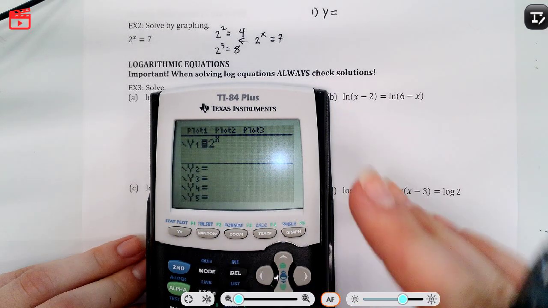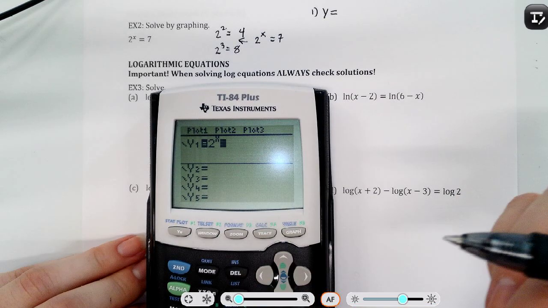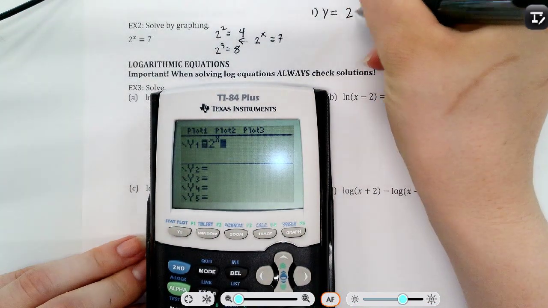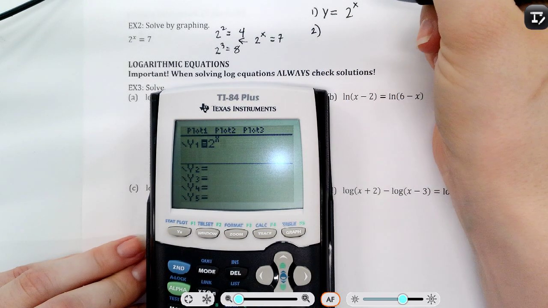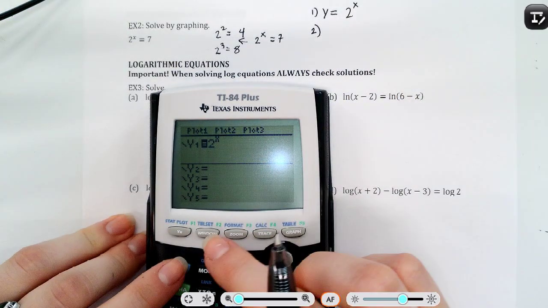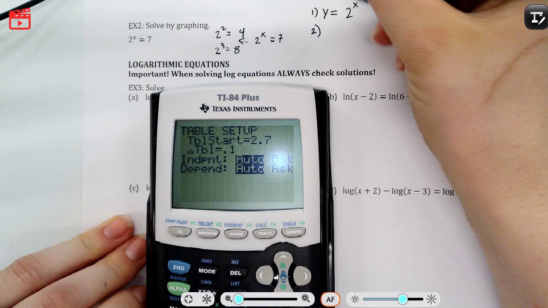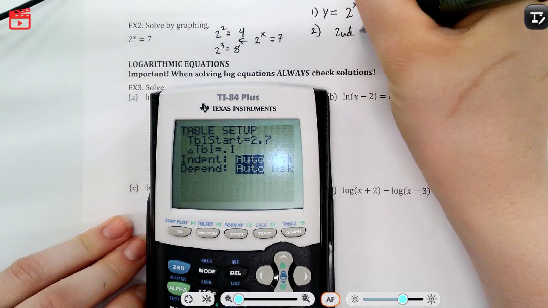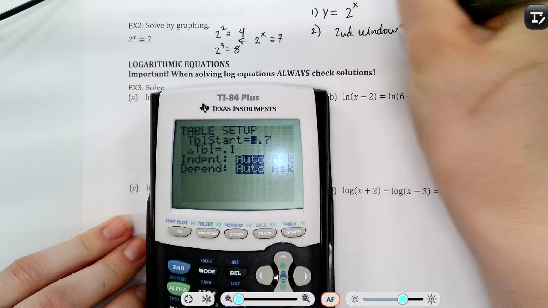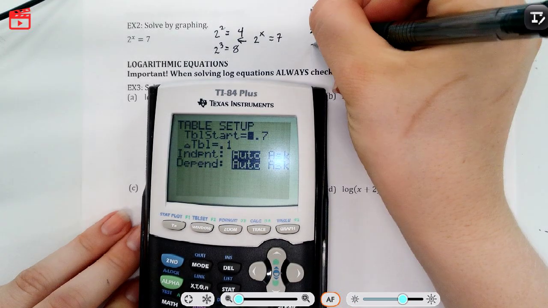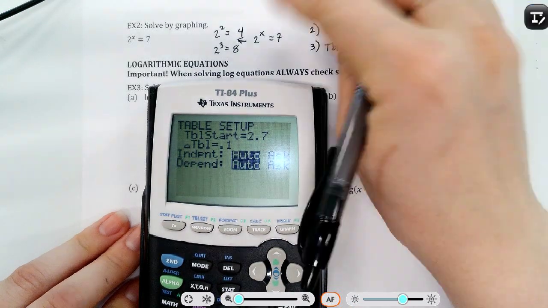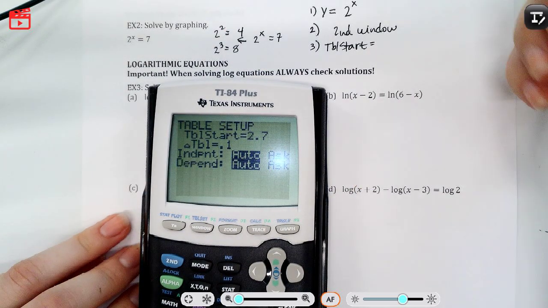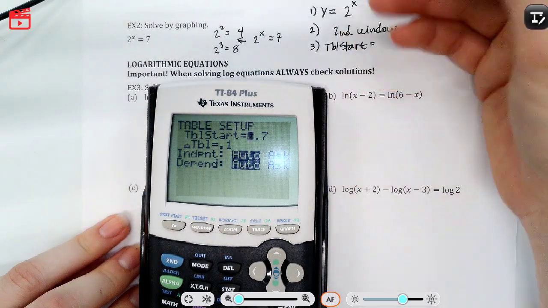Okay. Actually, sorry, we're just putting in 2 to the x, not equals 7. Just put in y equals 2 to the x. All right, and then second, we're going to go to second window. So second window. All right, once we're there, third thing we're going to do is the table start. We're going to start that at the value of 2 because we know it's in between 2 and 3. So we're going to start at 2.